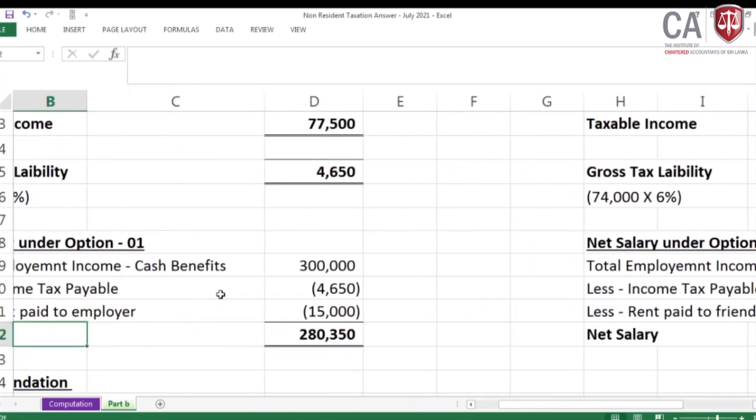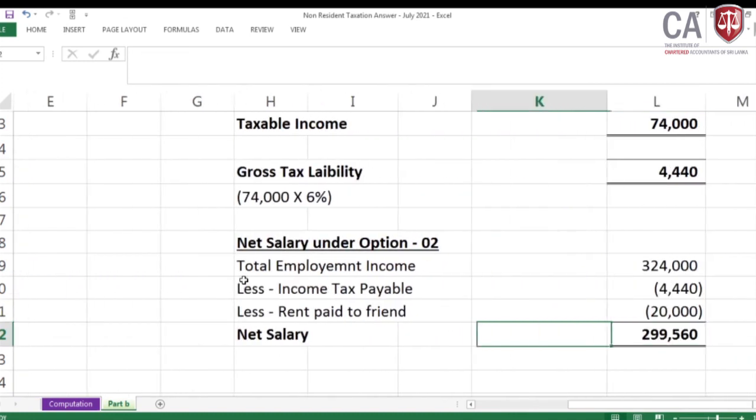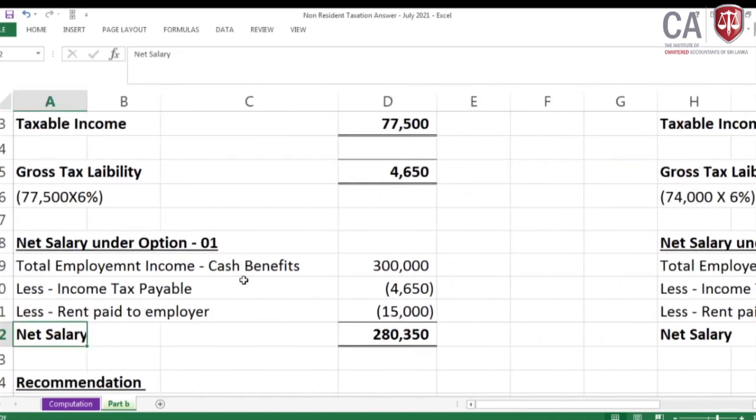From here, option 1 net pay is 280,350, and for option 2 the net salary is 299,560. Then we need to evaluate the options and go for the most favorable option to Mr. Rohan. The favorable option is option 2.